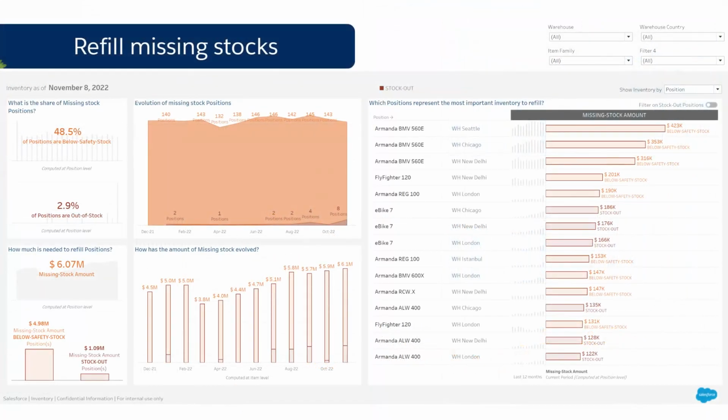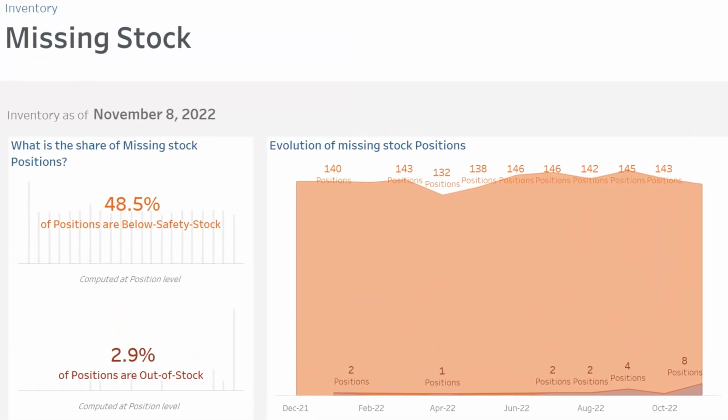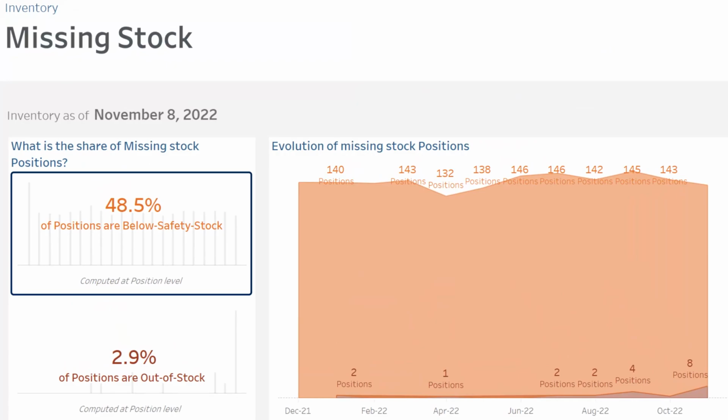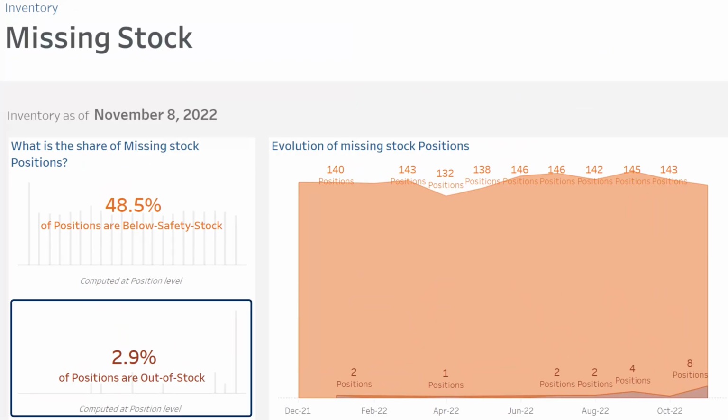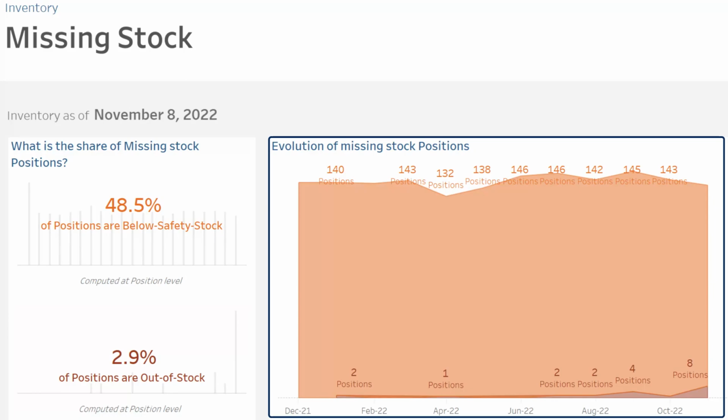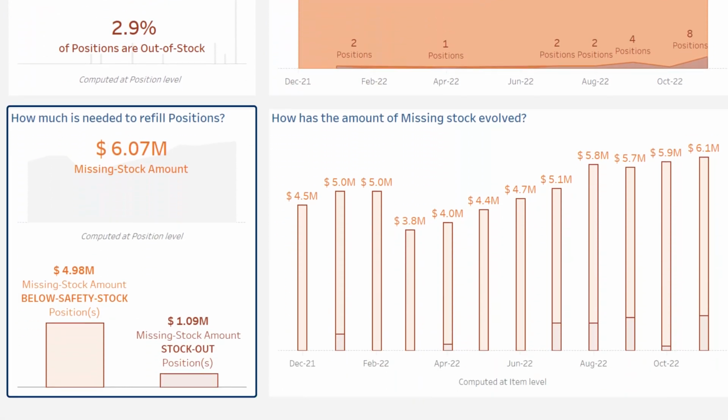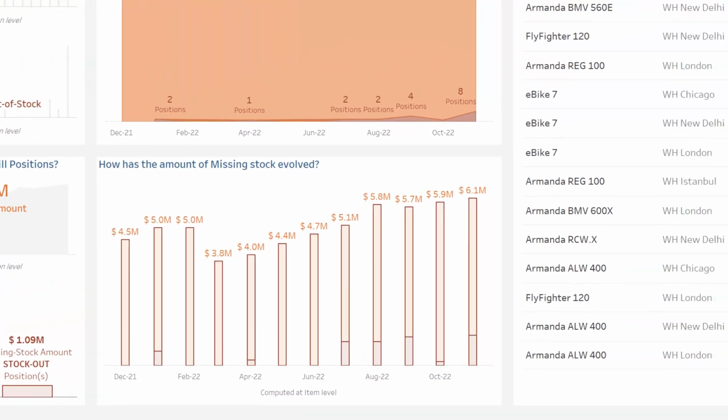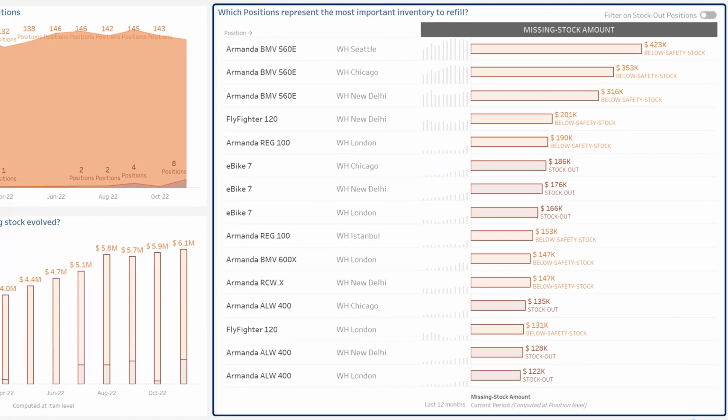Let's now tackle missing stocks. How many positions are below safety stock? Out of stock? How does it trend? What would be the cost of refilling those positions to safety stock levels? Which positions in particular require your immediate actions?